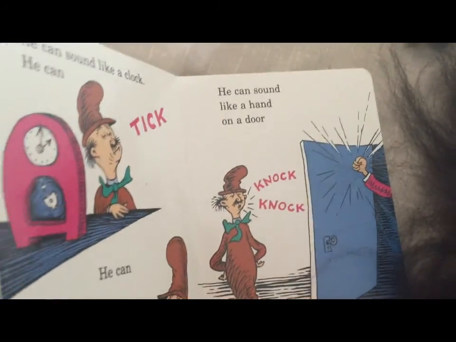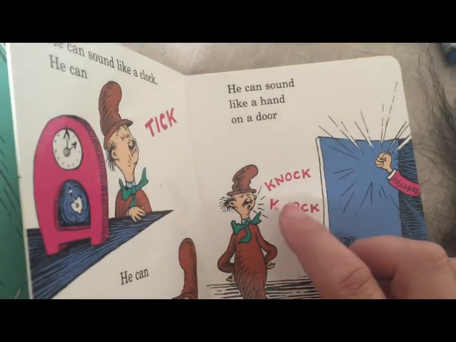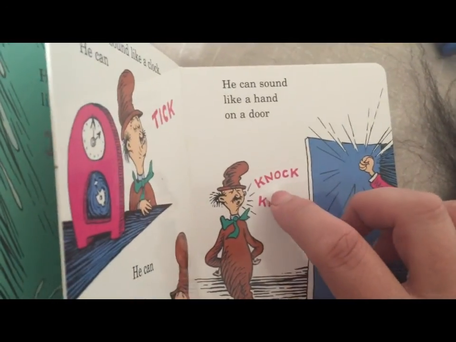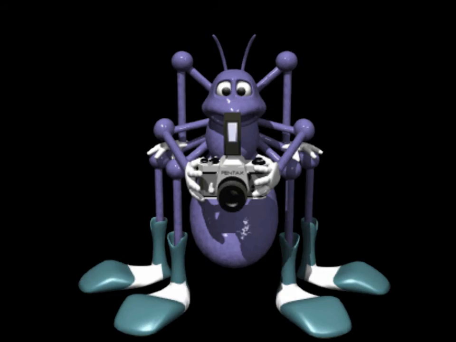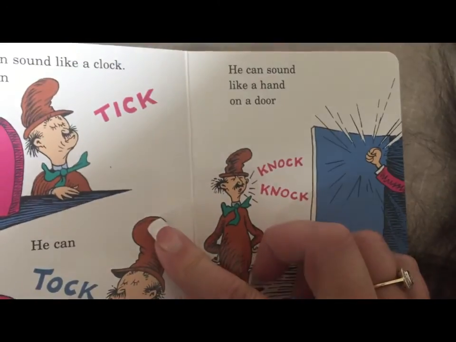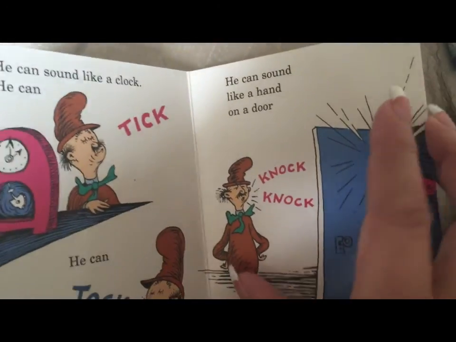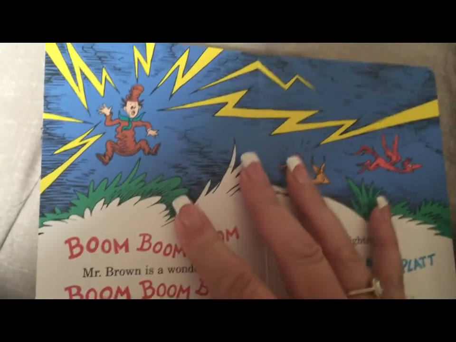Knock, knock. Knock, knock. And here, what's the picture for the N? It's the KN. Knock. So when we do pictures of sounds, it could be one letter, it could be two letters. And that's where you look at your clouds and see if you've discovered a new one.